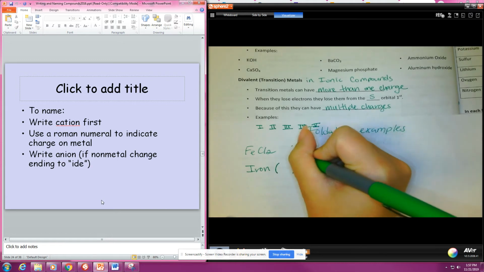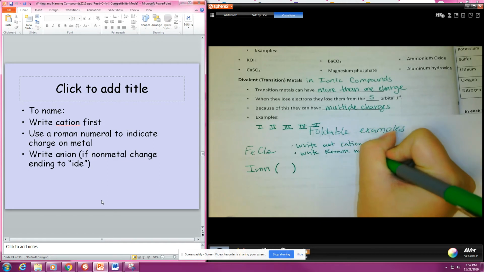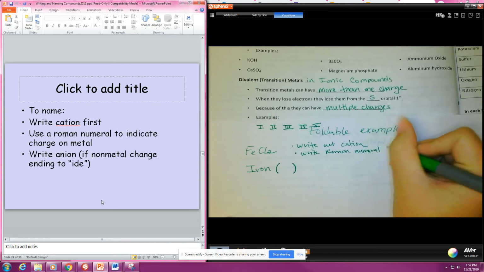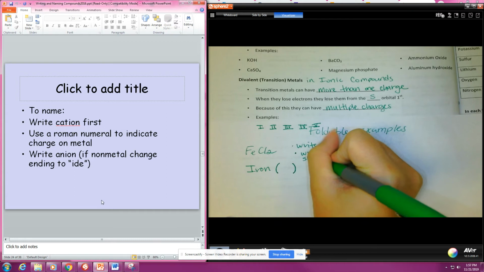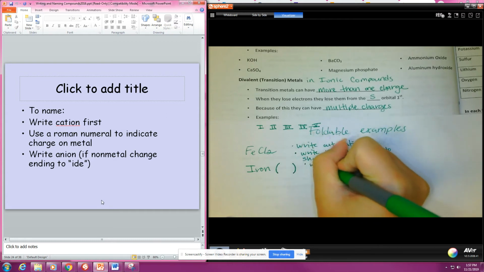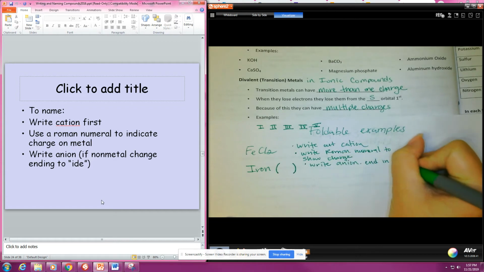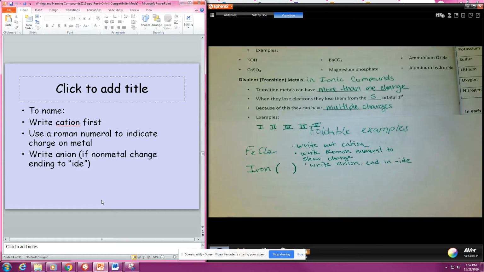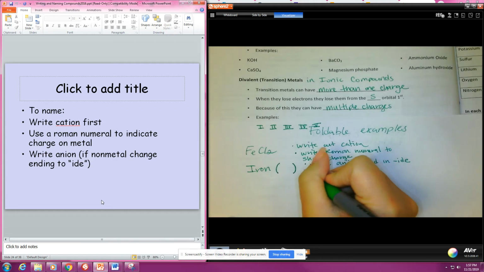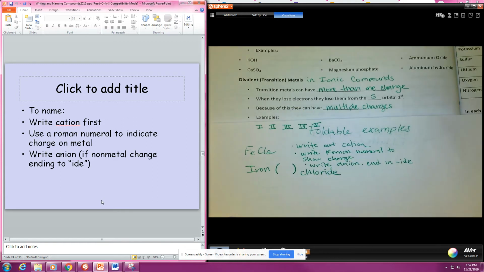So write out cation, write Roman numeral to show charge, write anion, end in "ide." So here we have chlorine, and if we change the ending, it'll be chloride. Okay, so it's iron something chloride.